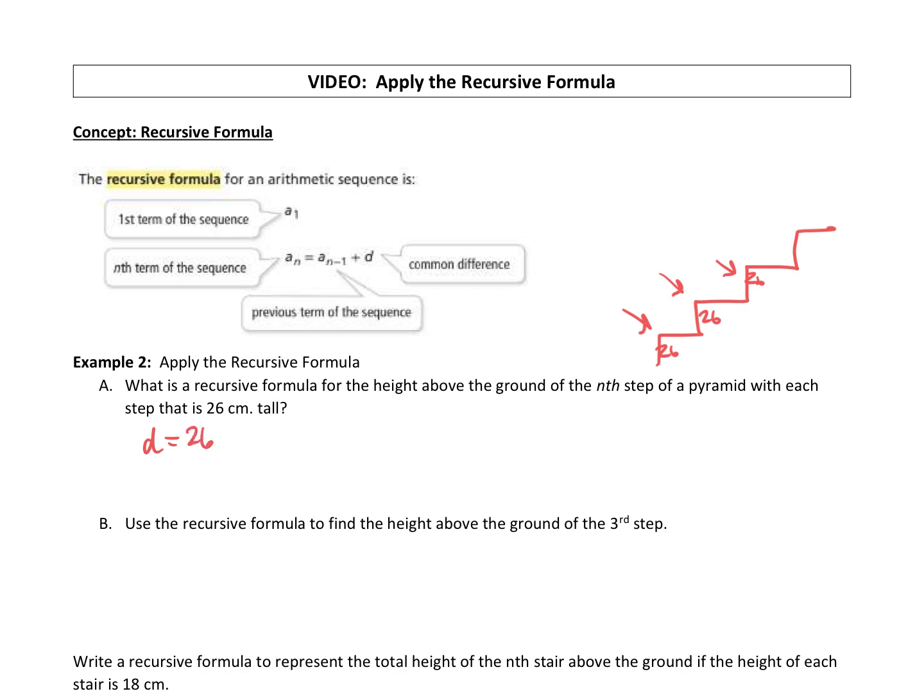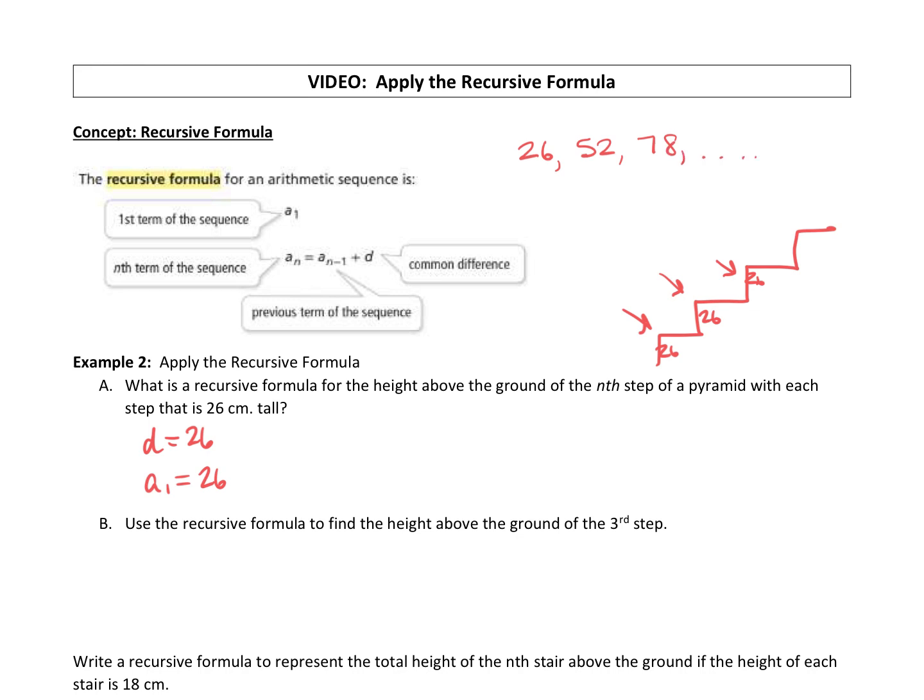The first step of our sequence will be 26 because you go up 26 centimeters, and that is how tall the first step is. If we were to write out the terms of the sequence, let's just think about the sequence for a second. First step is 26 centimeters high. The next step is another 26 centimeters on top of that, so 52. The next step will be another 26 centimeters on top of that, so 78, and then we could continue that pattern.